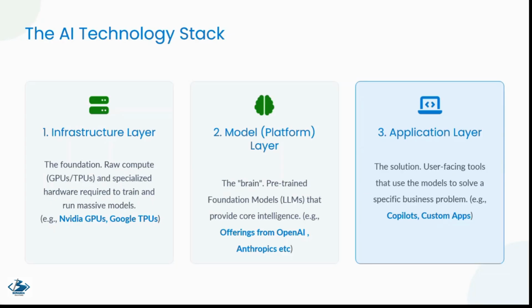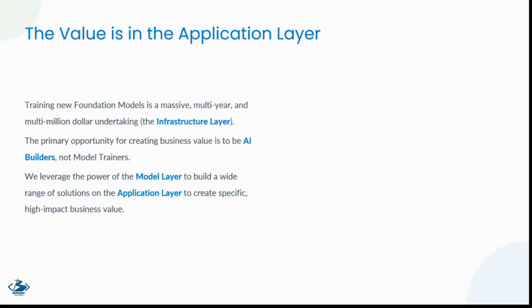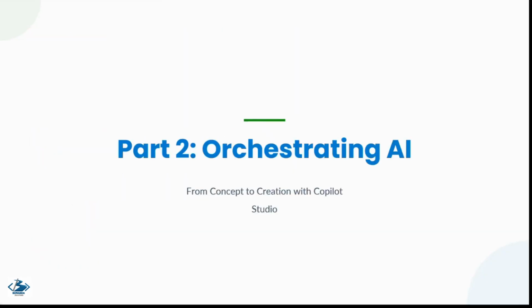So we can use the models that are out there to fix problems. That's what we're going to do in the demo. We have a fictitious company. That company doesn't have customer service. So how can we build this agent? Like I said, the value is in the application layer. So let's talk about Copilot Studio. Copilot Studio is the platform that we're going to use in order to make these agents.